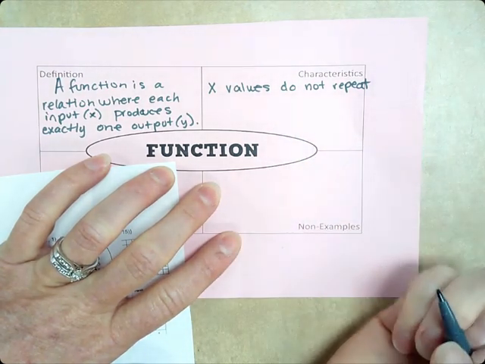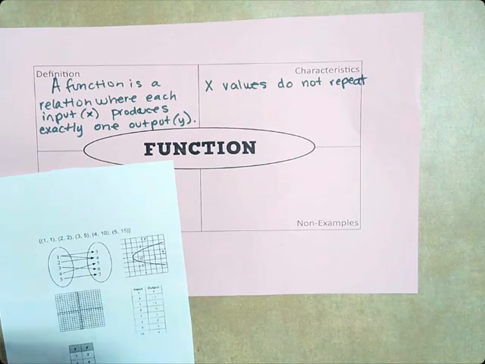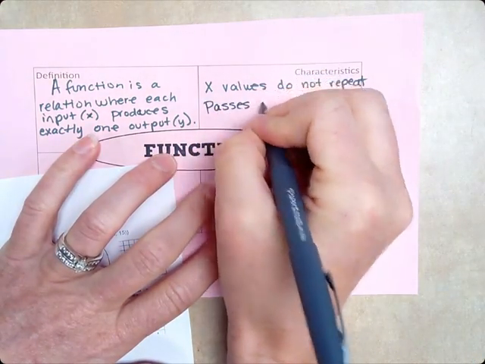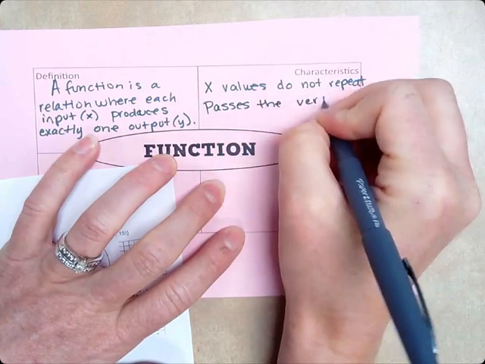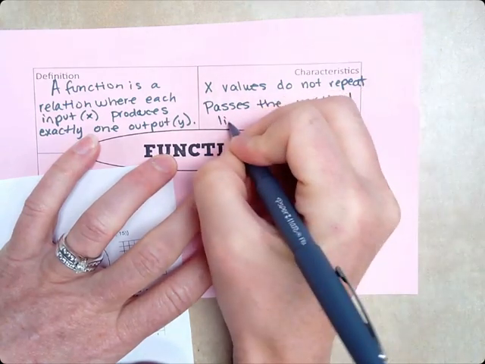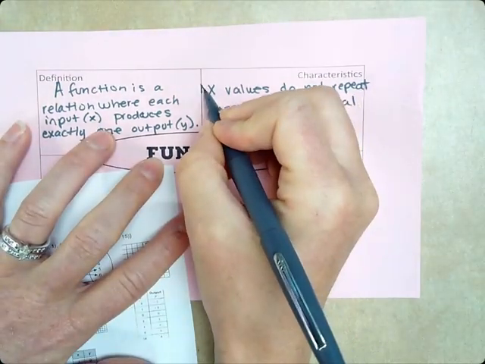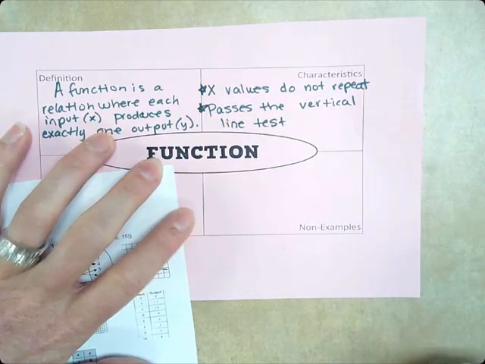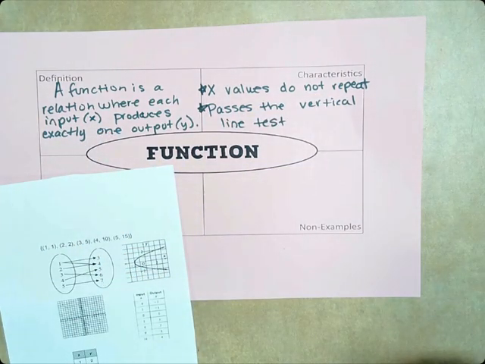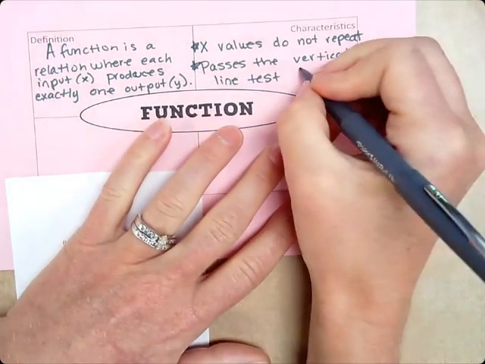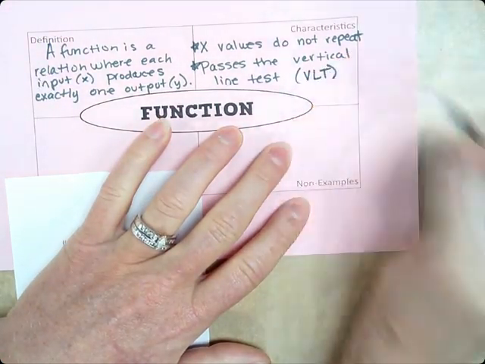What is the other way we can test it out? Vertical line test. So I'm going to put on here passes the vertical line test. So these are the two characteristics. Sometimes you'll see it written as VLT, vertical line test.